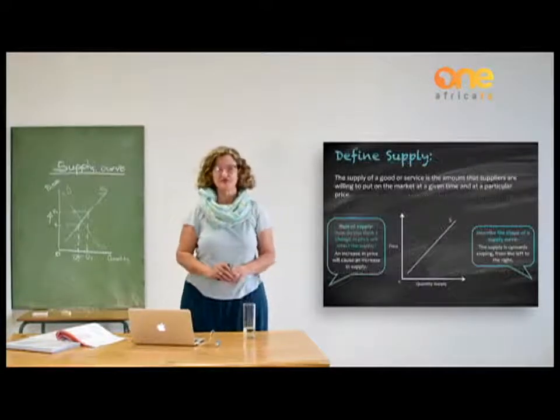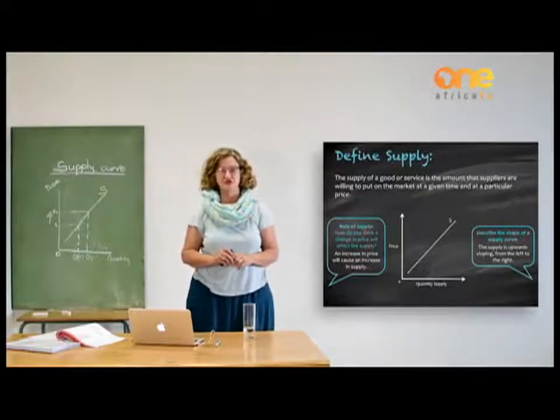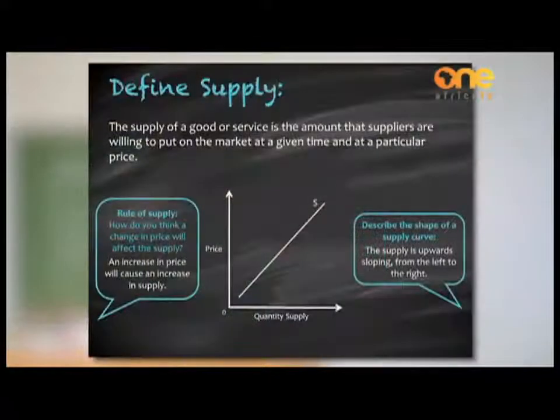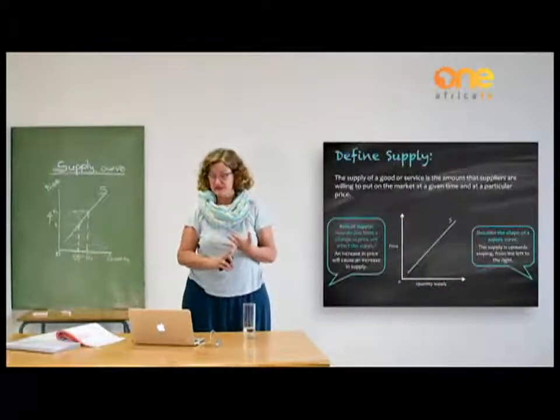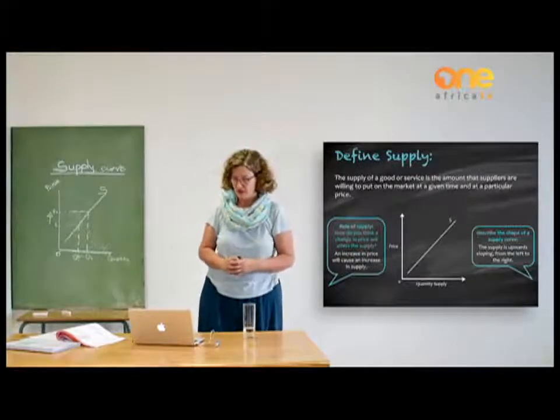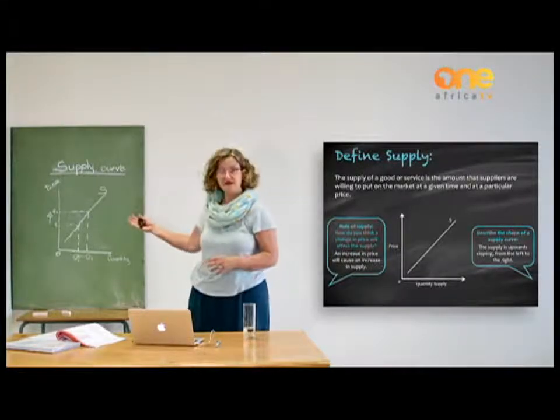Now we start with supply. We will first look at the definition of supply. Supply of a good or a service is the amount the suppliers are willing to put on the market at a given time and at a particular price. So only when you have all that, willing at a particular time and a particular price, can it be seen as supply.